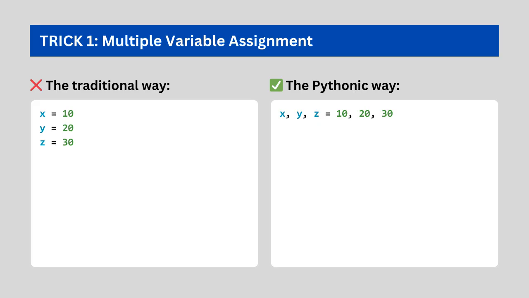Trick 1. Multiple variable assignment. When assigning values to multiple variables, many beginners write them out separately on multiple lines. However, experienced Python programmers use a more efficient approach, assigning multiple variables in just one line. This not only makes the code cleaner and more readable, but it also helps you immediately see which values belong to which variables at a glance.